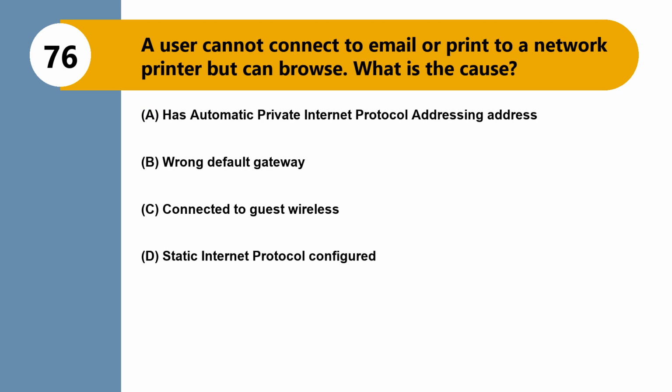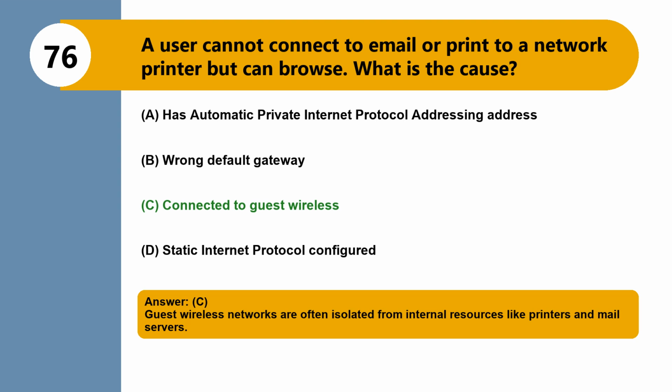Question 76. A user cannot connect to email or print to a network printer but can browse. What is the cause? Option A, has automatic private internet protocol addressing address. Option B, wrong default gateway. Option C, connected to guest wireless. Option D, static internet protocol configured. The correct answer is option C, connected to guest wireless. Guest wireless networks are often isolated from internal resources like printers and mail servers.